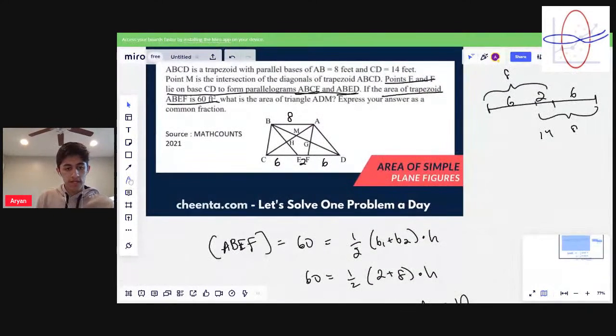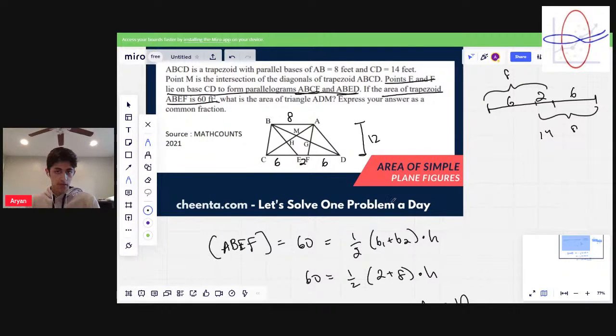So going back to this problem, the height of ABEF is 12, and that means the height of ABCD is also 12, because they have the same bases. Okay, so that's good. Now we have the height. And now we're pretty close to being able to solve for AMD. That's this triangle right here. We want to find the area of this.